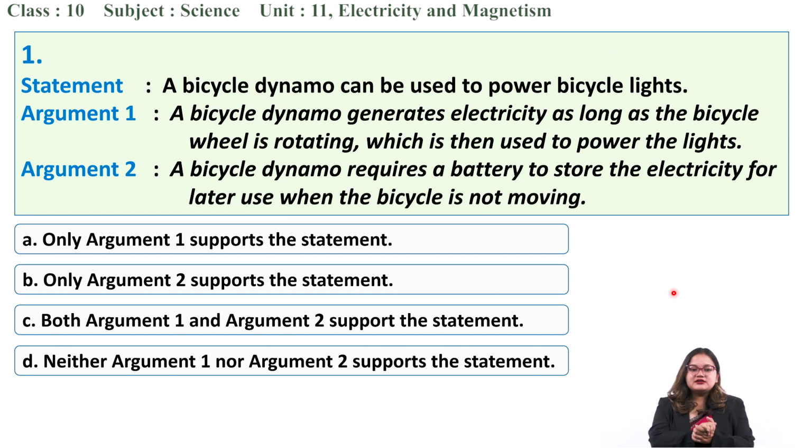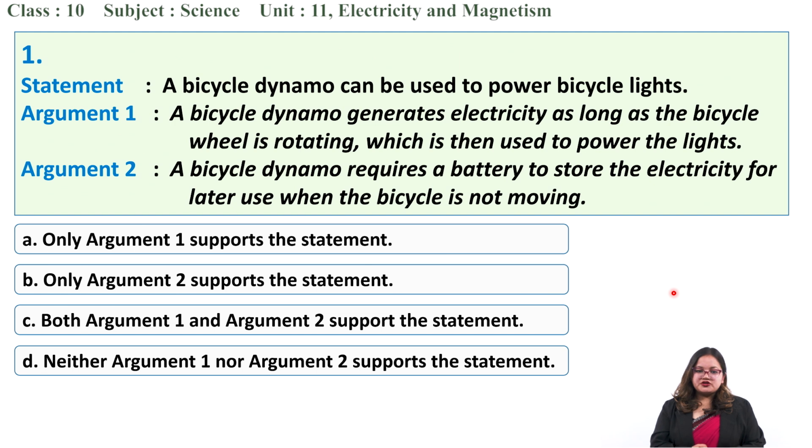Option A says only argument 1 supports this statement. What does argument 1 say again? A bicycle dynamo generates electricity as long as the bicycle wheel is rotating, which is then used to power the lights. This seems to be true, right? Because we just said that when we ride a bicycle, it converts kinetic energy into electrical energy. So as long as one person is riding the bicycle, the kinetic energy is there, so electricity is also being generated. So argument 1 supports this statement. Let's see whether it's only or both.